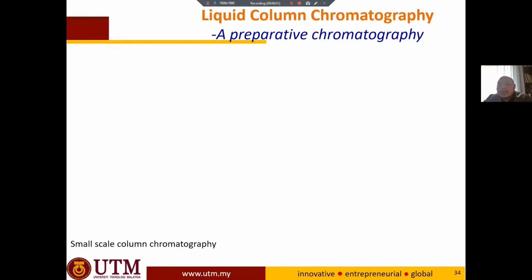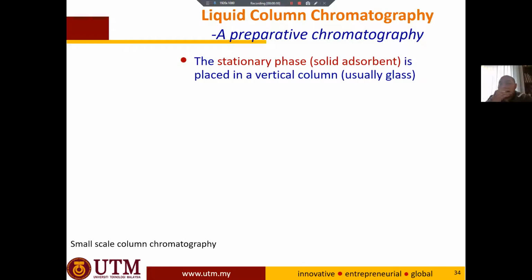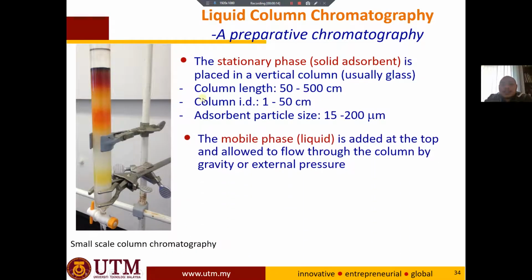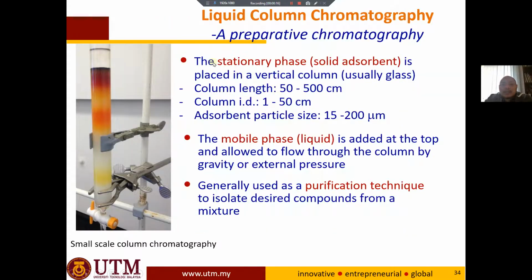Okay, now let's move to the next part. We have settled the planar chromatography, and under planar we have the TLC and also paper chromatography. So let's look at liquid column chromatography. Here is an example of column chromatography. If you look above here, we can see the solvent, and then inside here, we can see the band. The sample here may be brownish, reddish, dark brown in color. So we can see the band.